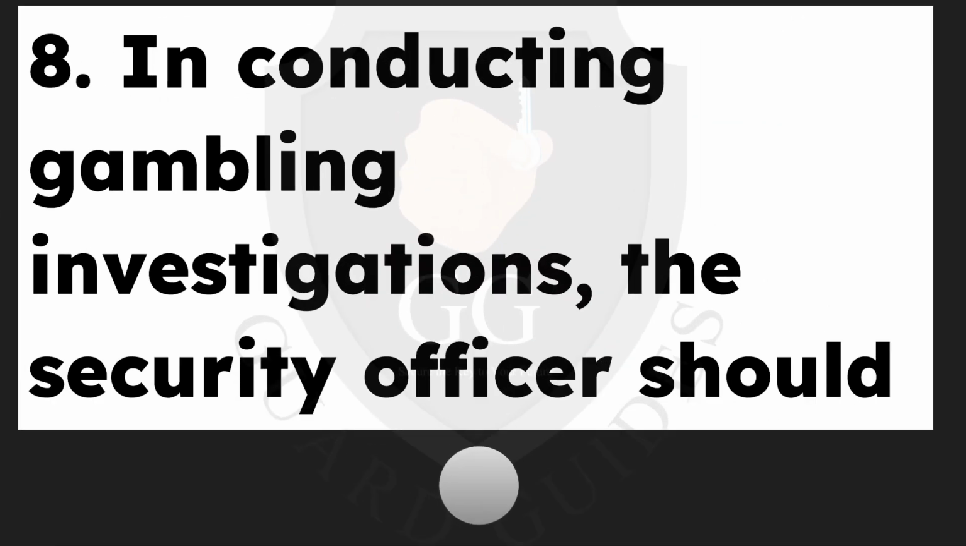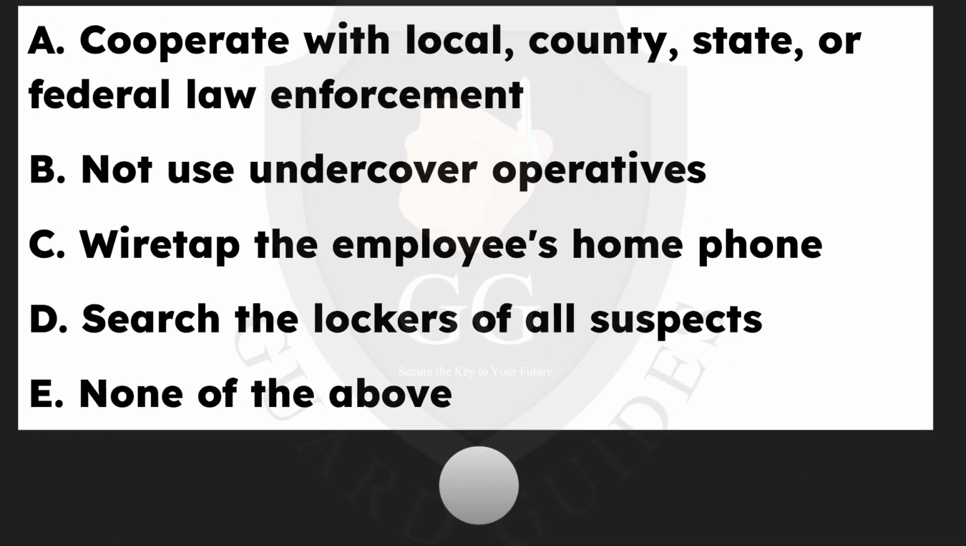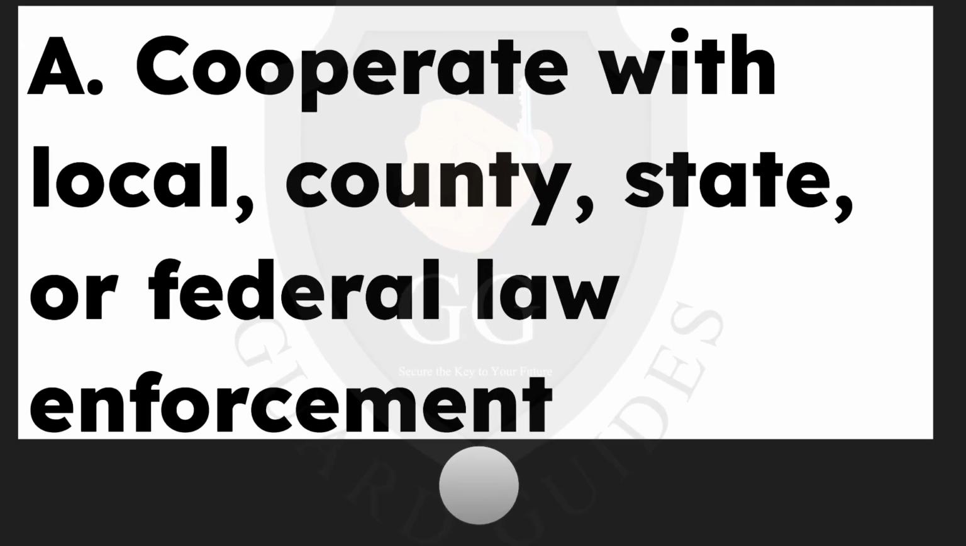Number 8, in conducting gambling investigations, the security officer should A, cooperate with local, county, state, or federal law enforcement. B, not use undercover operatives. C, wiretap the employee's home phone. D, search the lockers of all suspects. Or E, none of the above. The answer is A, cooperate with local, county, state, or federal law enforcement.